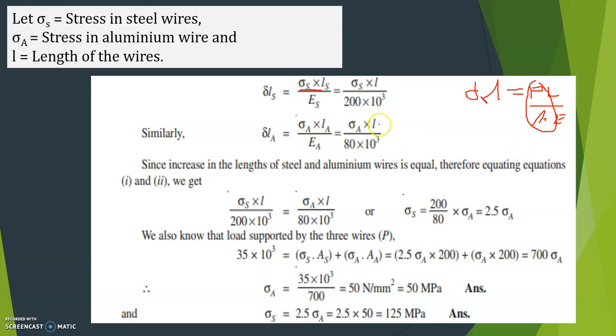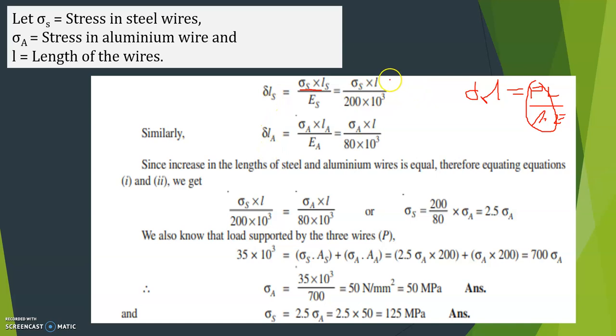But again, L is the same for aluminium and steel. So sigma A into L divided by Young's modulus for aluminium, which is 80 into 10 raised to 3. Substitute that according to what I have told in the first theory: since the increases in the lengths of the steel and aluminium wires are equal, equating the equations means the deformations are equal. Because of that, delta LS is equal to delta LA.